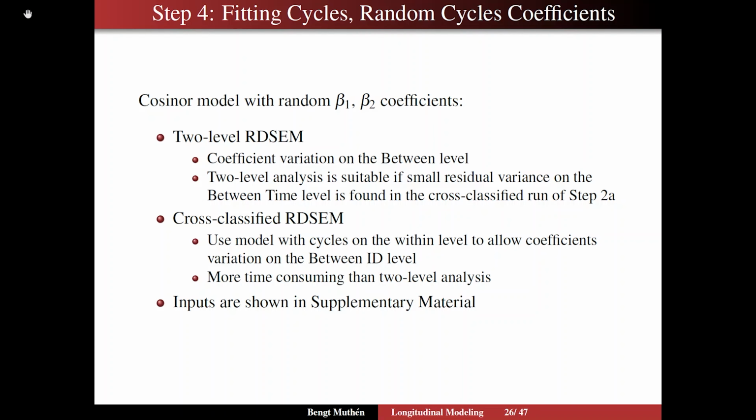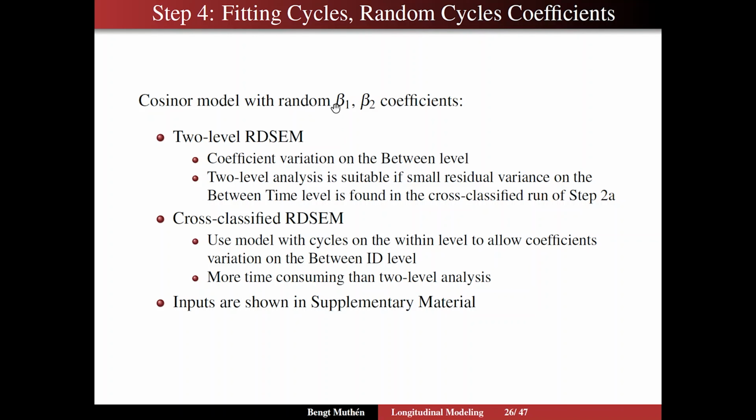Now we're turning to step 4, fitting cycles using random cycles coefficients. That is, coefficients that vary across the individuals. So that's the Cosinor model with random beta 1 and beta 2.